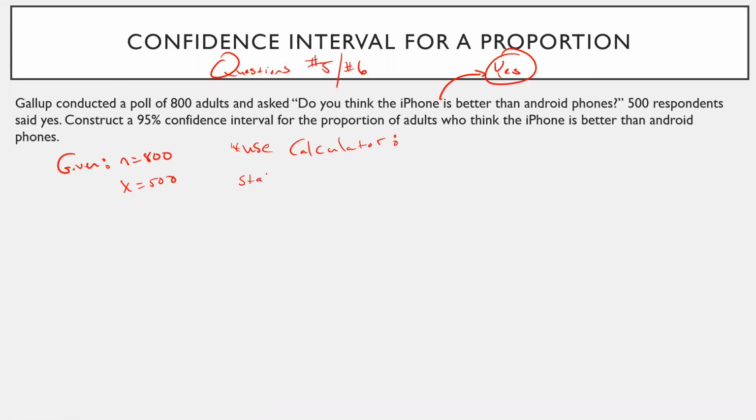So we did the stat button. We scroll over to tests, and it was option A, 1-prop Z interval. Okay, and this one's super easy. Okay, 95% confidence interval.